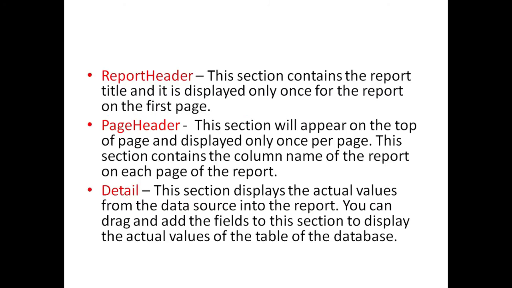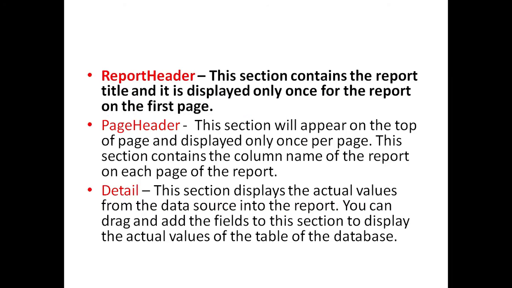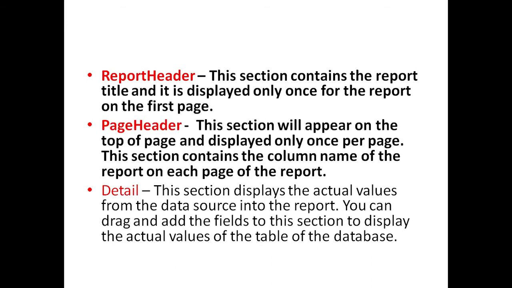Here we will see different sections in Crystal report. First is report header. This section contains the report title and it is displayed only once for the report on the first page. Next is page header. This section will appear on the top of the page and displayed only once per page. This section contains the column name of the report on each page of the report.